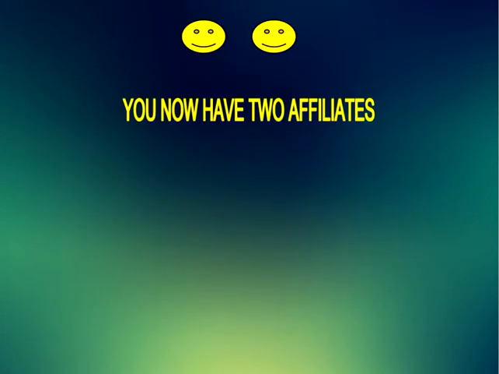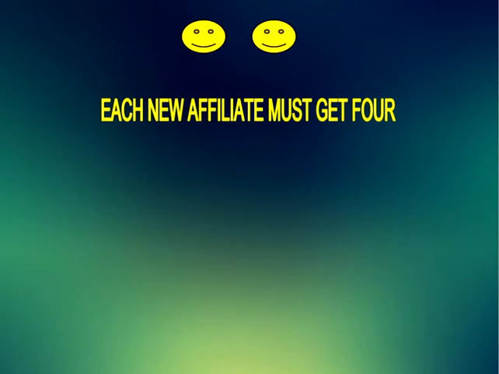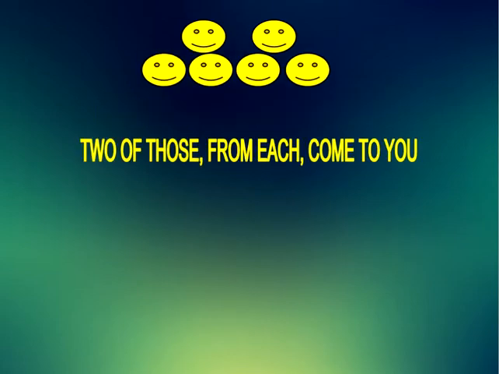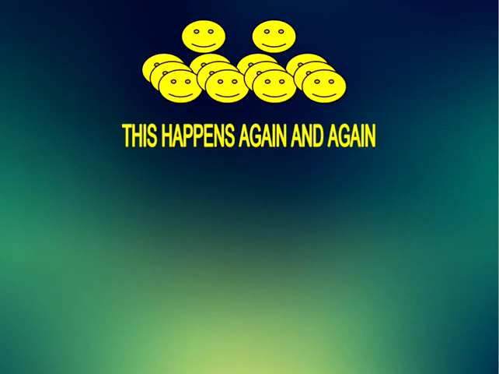All right. So you have your 2 new affiliates. And each new affiliate is going to get 4. And 2 of those are going to go to you. Okay. So now all of a sudden you have 4 affiliates because you received 2 from each of the 2 people that were left from your original 4. This happens again. Now all of a sudden there are 8 people there.